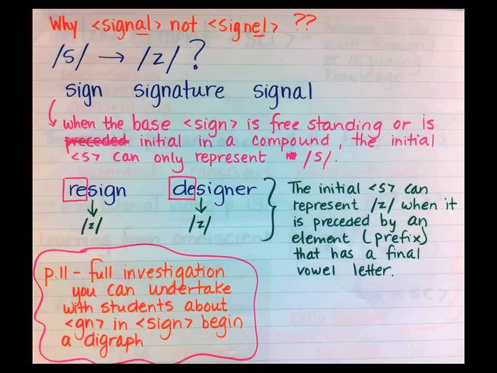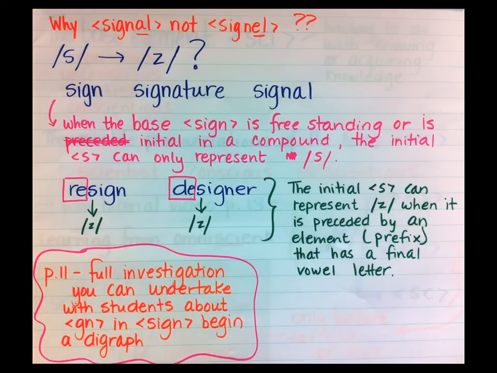Another question might be, why sometimes is the S pronounced like an S and sometimes it's pronounced like a Z? The information here in sign, signature, and signal is that when the base SIGN is freestanding, or the S is in the initial in a compound, the initial S can only represent the S sound. You can see those are freestanding in the word SIGN, and at the initial part of the word in the other two.